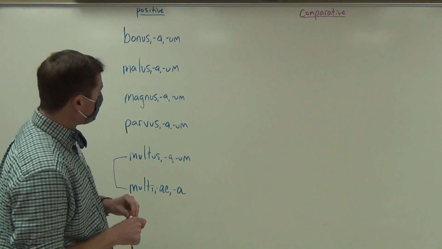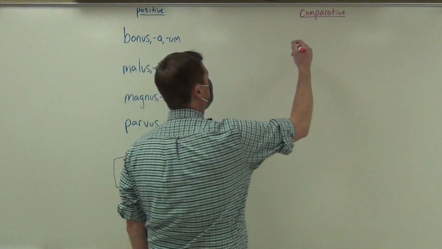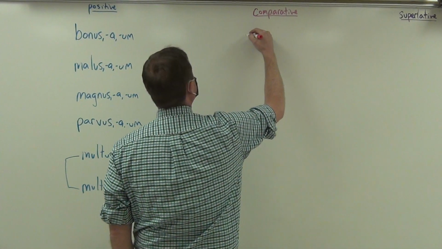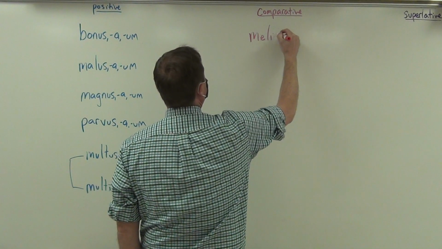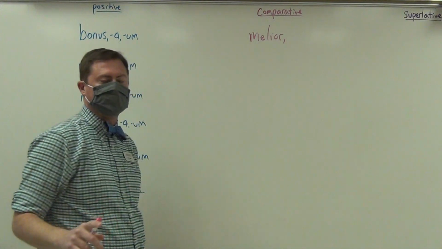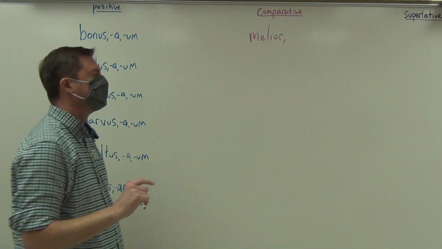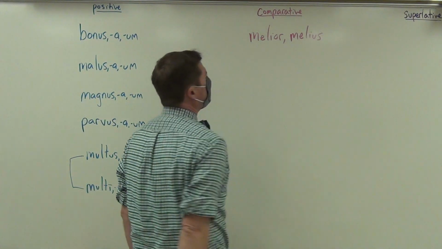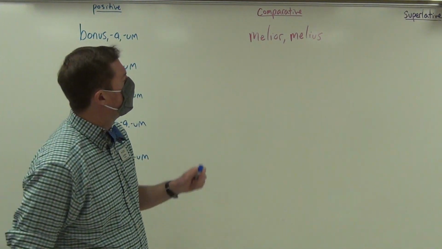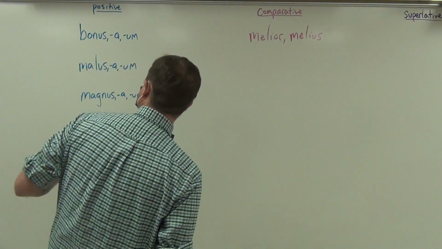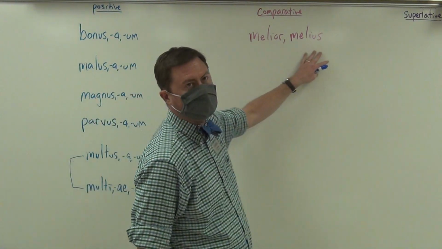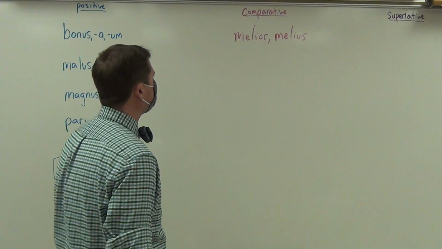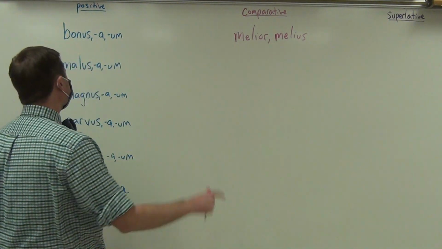Okay, so the comparative of bonus. It is not going to be bonior. That would be like saying gooder. Instead, it is the word melior, melior for the masculine and the feminine nominative, and then, of course, melius for the neuter. And just like we had seen over here with laetior, it still follows that pattern and will decline exactly like laetior had when we saw it a second ago. So that is the word better.